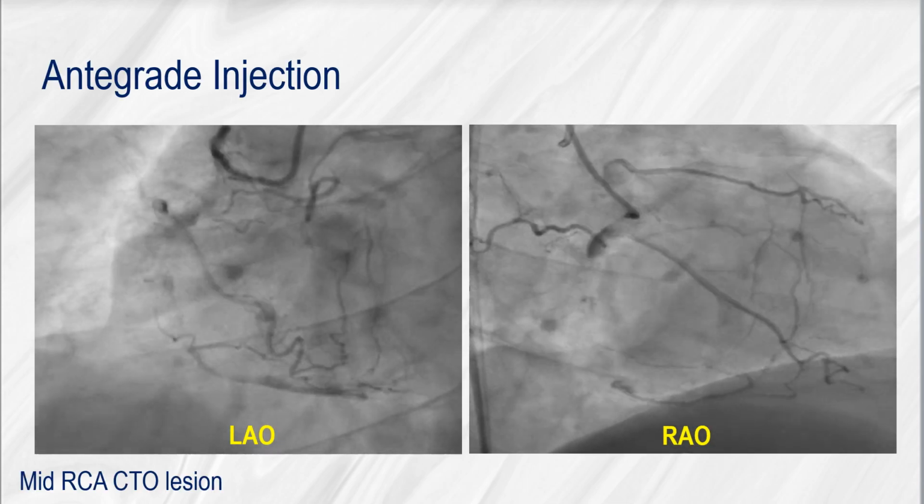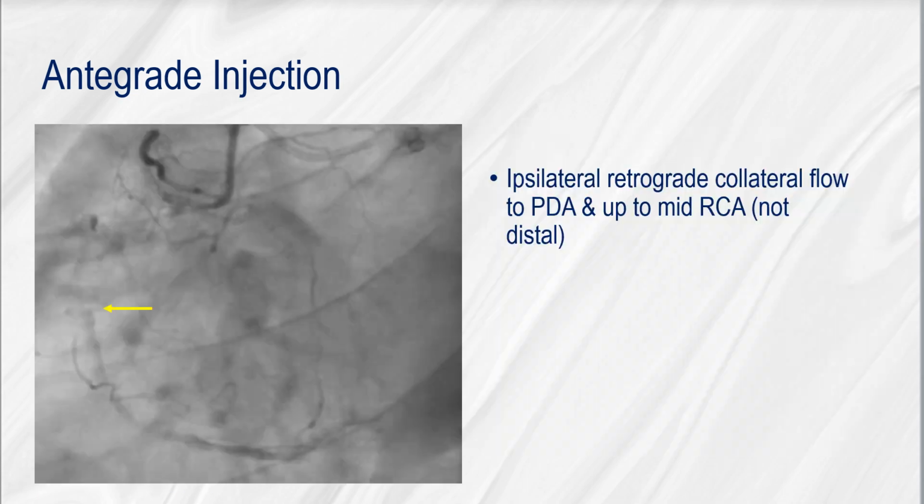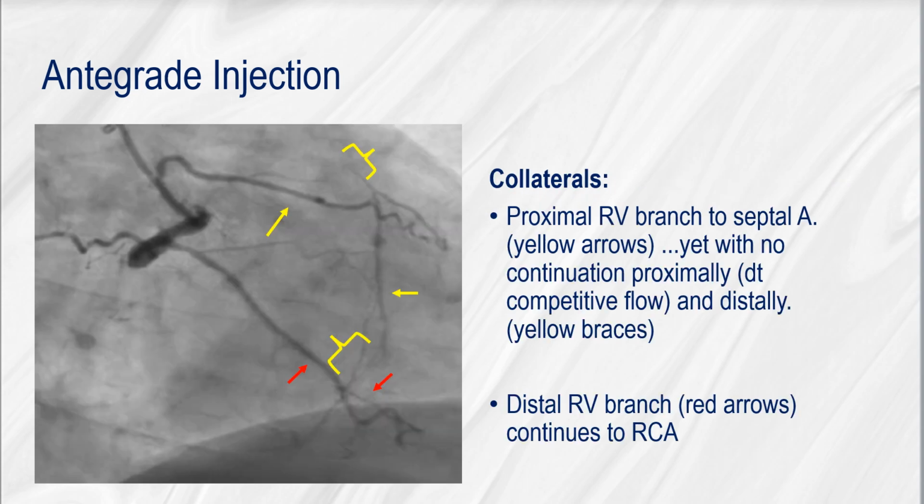Antegrade injection showed a mid-RCA C2O lesion with appearance of ipsilateral retrograde collateral flow to the PDA and up to mid-RCA. Collaterals was through proximal and distal RV branches. The proximal RV branch to the septal artery, yellow arrows, yet with no continuation proximally due to competitive flow, and distally, yellow braces, while the distal RV branch, red arrows, continues to the RCA.